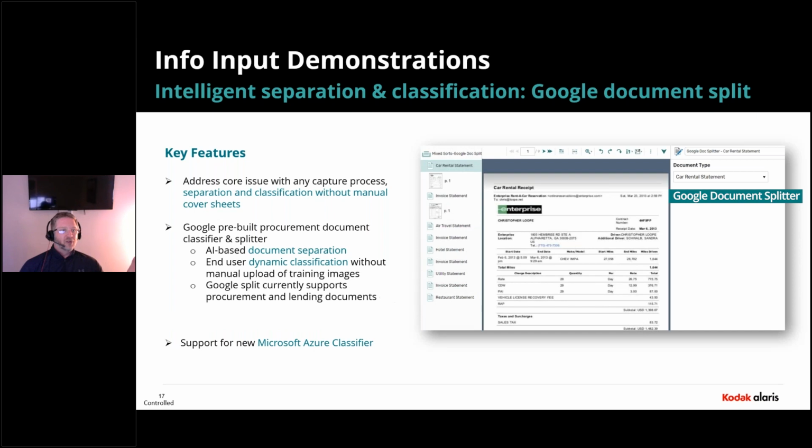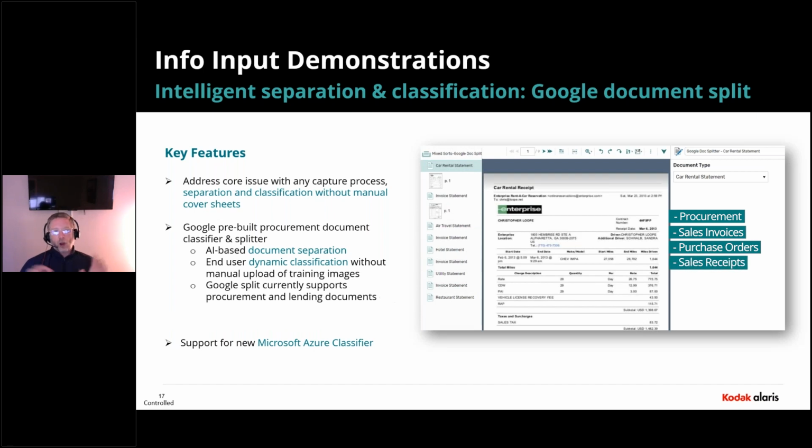Well, what happens if you're an end user? You don't have rights to do that, and you want to be able to leverage auto separation more on a machine learning basis. So Google came out with two types of what they call document classifiers or splitters, one for procurement and one for lending documents. So procurement is your typical sales invoice, purchase orders, sales receipts.